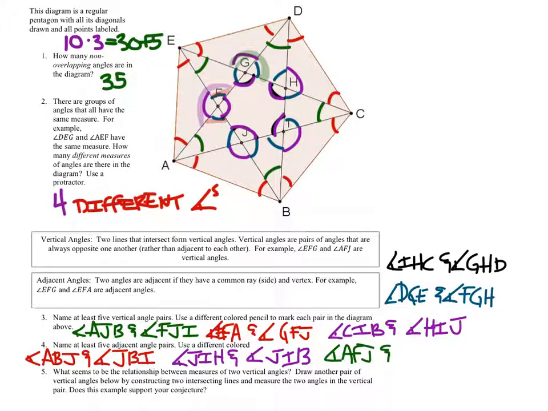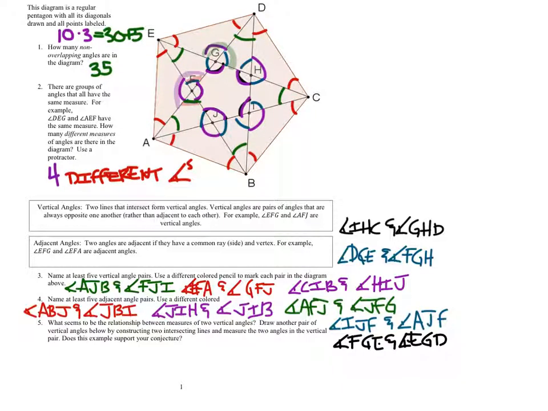So AFJ, right here, would be adjacent to, again, we got 2 options on this. We could say JFG. That works. And what about another one? Alright, so there are 5 pairs of adjacent angles. Of course, we could find more if we wanted to, but this list will do. Then we got this other one.